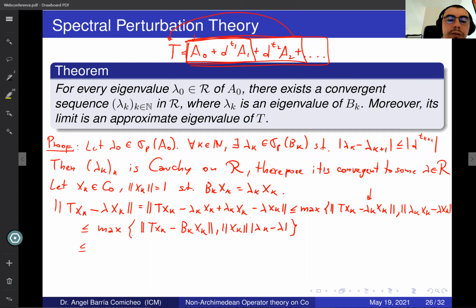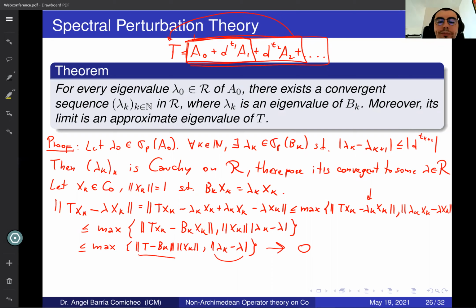So this is less or equal than, using the properties of continuity in terms of the norm, this. And remember that the vector xk has norm 1. So basically, you can just ignore the norm of xk. And you see that we know that bk approaches t. So this approaches 0 as k goes to infinity. According to the definition of lambda, this also will approach 0. So this approaches 0 as k goes to infinity.